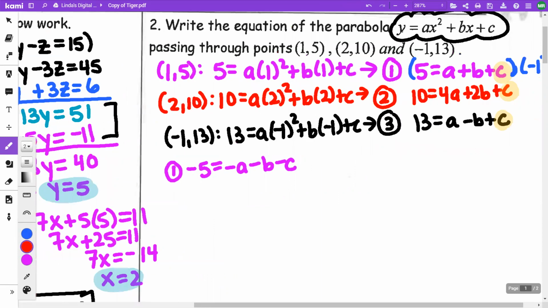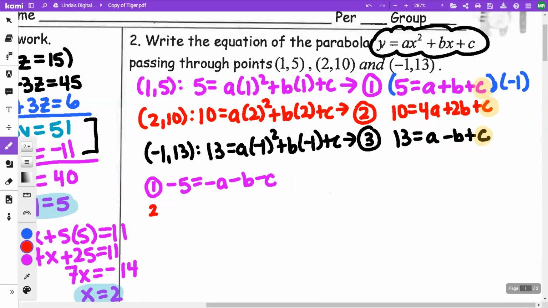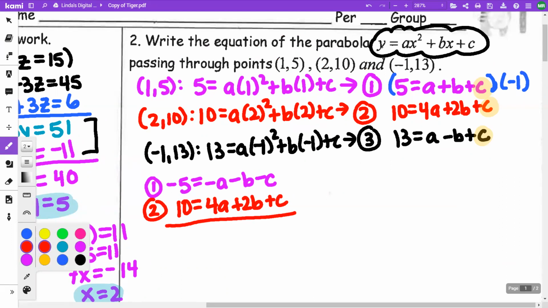Let me use number 2. So for number 2, I'm going to have 10 is equal to 4a plus 2b plus c. Add that up. And I get 5 is equal to 3a plus b. That's going to be, let's say, equation 4.